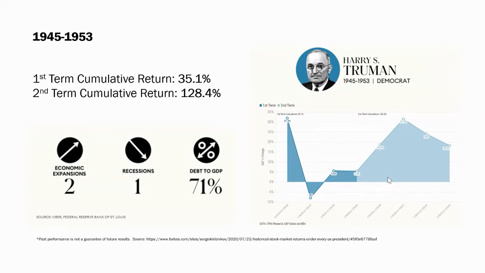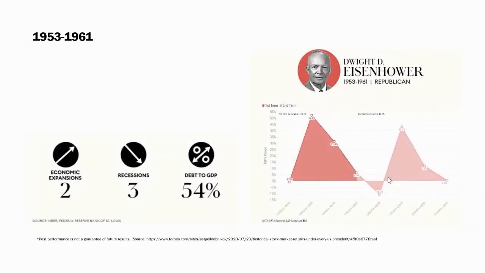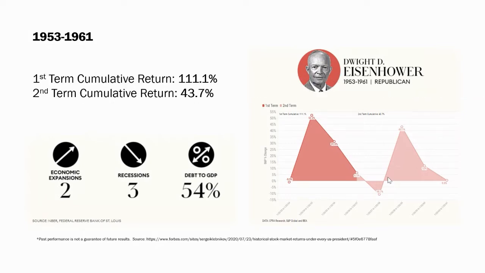So with Truman, during his 2 terms in office, the first 4-year term, cumulative, was 35.1%. The second was 128.4%. So really good positive outcomes from a market perspective during the Truman presidency. Now let's shift to a Republican candidate. Dwight Eisenhower takes office in 1953 to 1961. You can see there again, 2 economic expansions, 3 recessions, debt to GDP, 54%. So what happens during the Eisenhower administration? Well, in his first term, there's 111%, carrying on some of that market momentum from the Truman administration. And then the second term, cumulatively, 43.7%. So you can start to see the trend that over long enough periods of time, over these 4-year periods for both presidents in both terms, we see a positive outcome in the market.